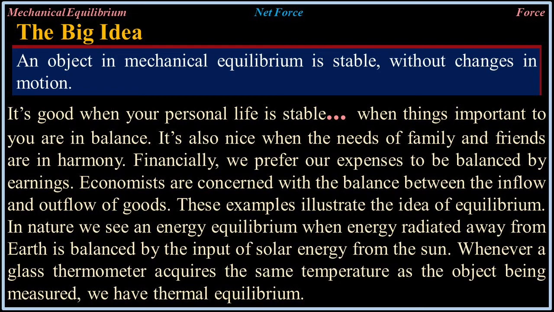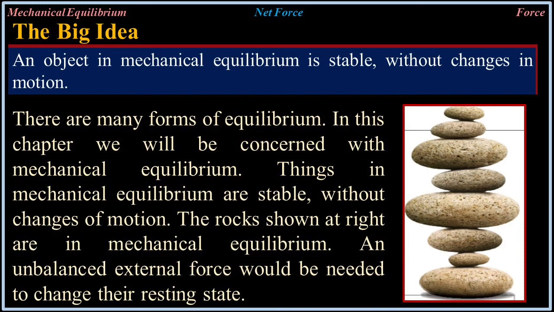In nature, we see an energy equilibrium when energy radiated away from Earth is balanced by the input of solar energy from the sun. Whenever a glass thermometer acquires the same temperature as the object being measured, we have thermal equilibrium. There are many forms of equilibrium. In this chapter, we will be concerned with mechanical equilibrium. Things in mechanical equilibrium are stable, without change in motion.